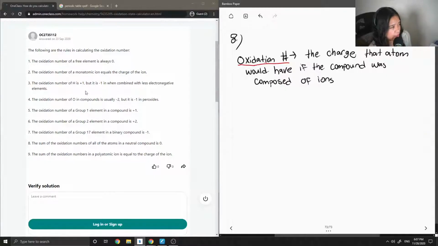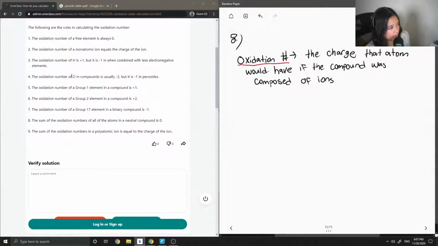The oxidation number of hydrogen is +1, but it is -1 when combined with less electronegative elements. So if hydrogen was a hydride. The oxidation number of oxygen in compounds is usually -2, but it is -1 in peroxides. The oxidation number of a group 1 element in a compound is +1. A group 2 element is +2. And the same with group 3 elements as well, it's +3, but that's not there. The oxidation number of a group 17 element in a binary compound is -1.